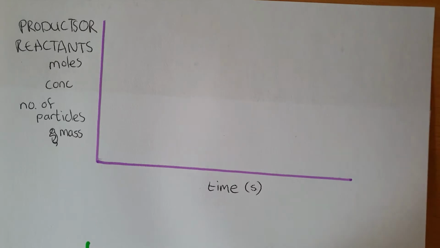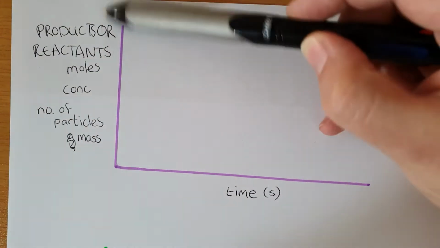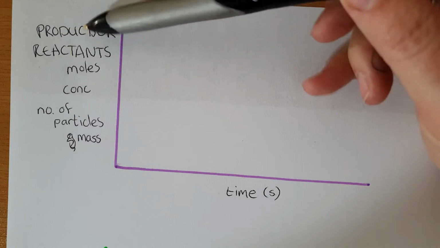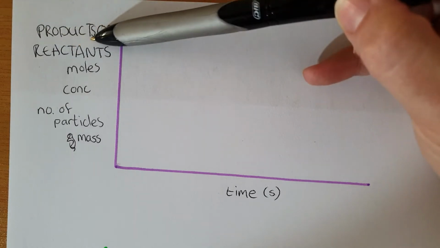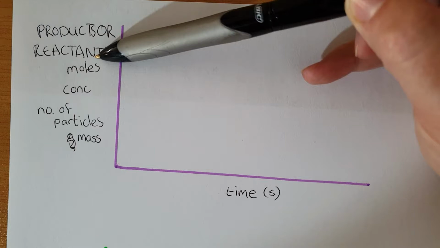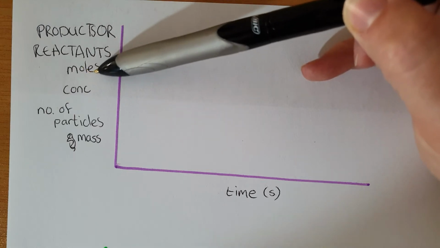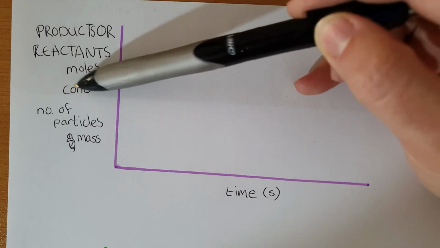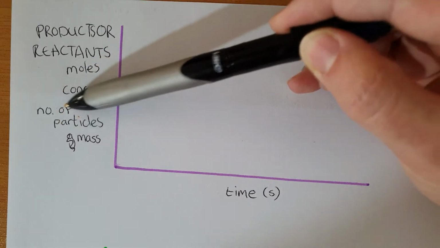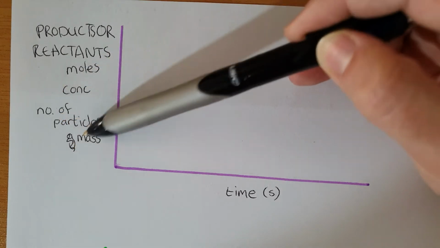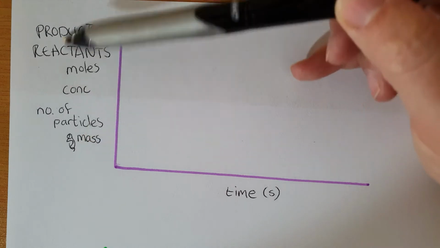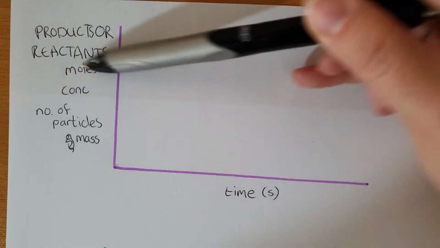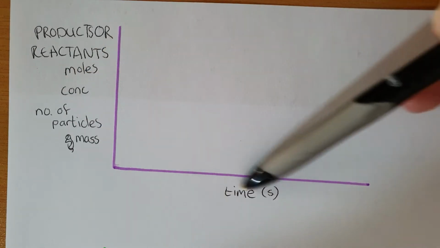So I want to make it clear that you need to have a look at what's on your y-axis. Now, the thing about the y-axis is that it can be looking at products or reactants. And it could be looking at their moles, their change of moles over time, their change of concentration over time, their number of particles over time, and their change of mass over time. And so this graph is going to show a change of these over time.